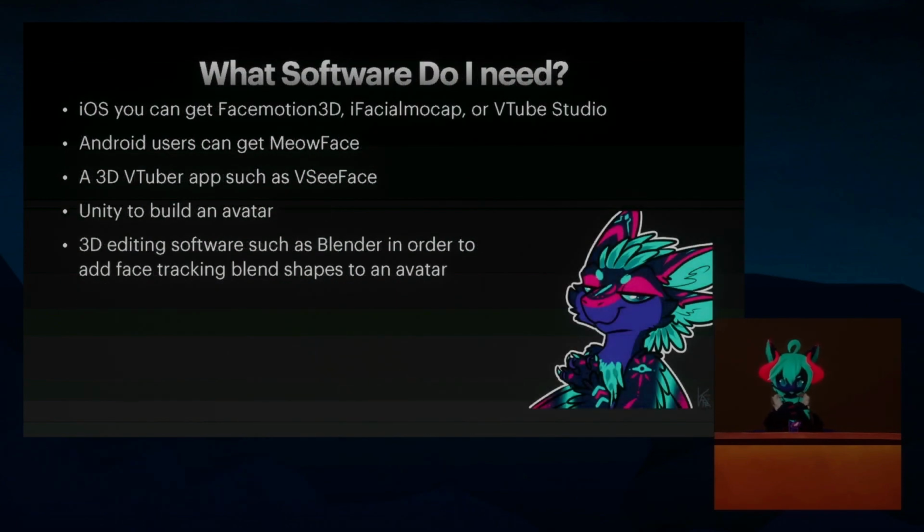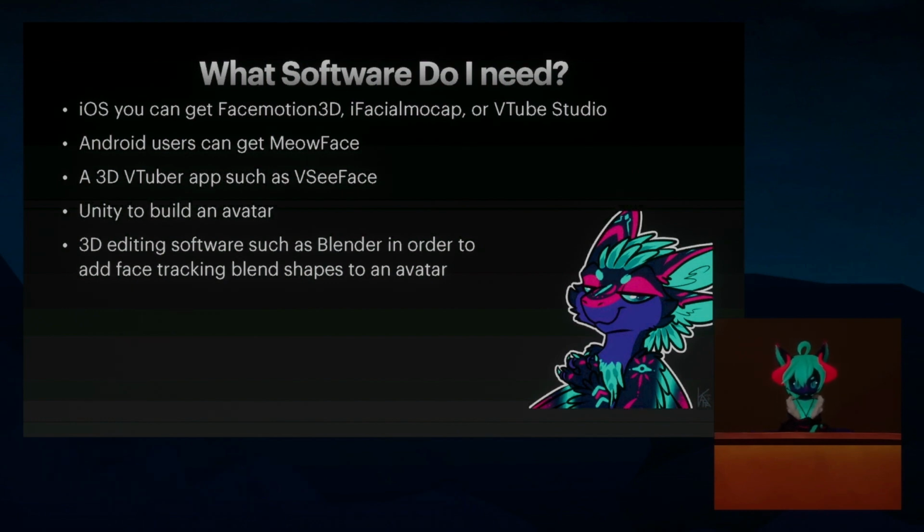So what kinds of software do you need? There are 3 apps on iPhone, and you only need one, and I'm going to give you a quick rundown of each one. Face Motion 3D is what I use, and it comes with a Blender plugin that lets me test face tracking in Blender before I bring it into Unity. So that's why I use that one the most. It also comes with a lot of settings that let you customize the tracking.